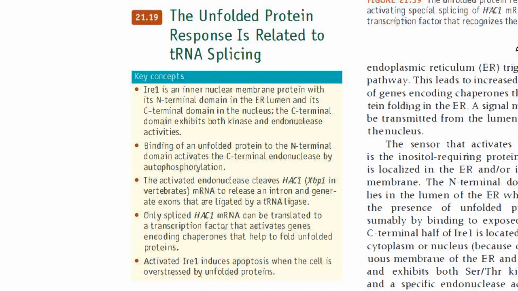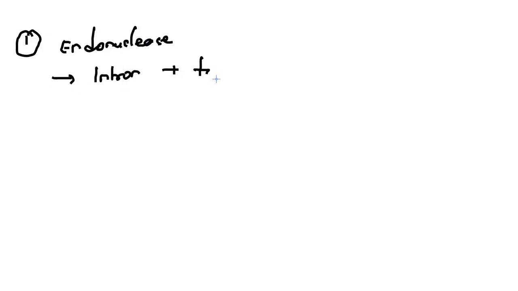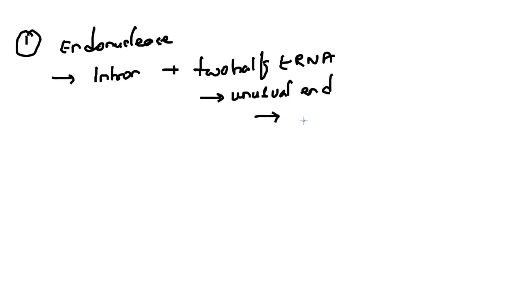So just a 1-minute summary of what we studied. Number 1 is that the endonuclease makes a cleavage, and it will form an intron plus 2 half tRNAs. 2 half tRNAs means the tRNA having 2 unusual ends. What are these unusual ends? These unusual ends are the 5' OH group and the 2' to 3' cyclic phosphate group.